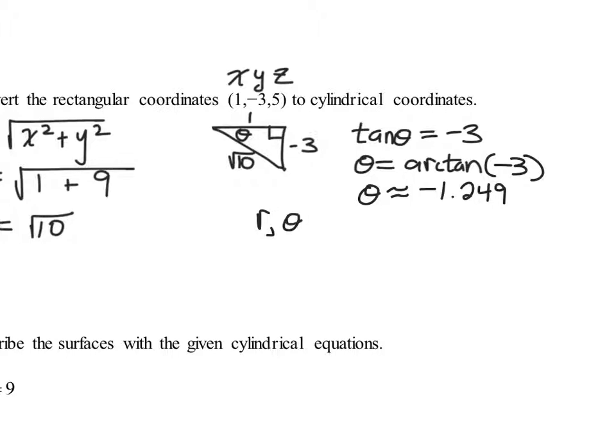coordinates, r, theta, z, we're looking at radical 10, -1.249, and the z value is 5. All right. Now, you might look at this and say, okay, cool, we're learning a new way of representing coordinates in 3 space. That's wonderful. What could this possibly be useful for?